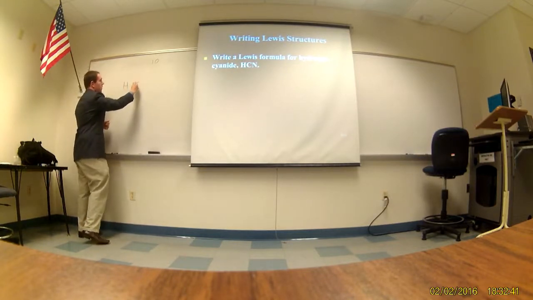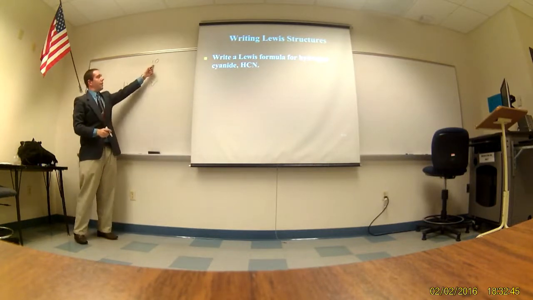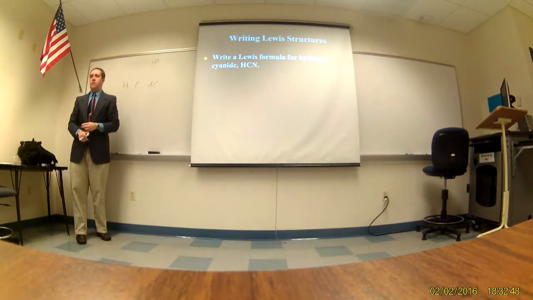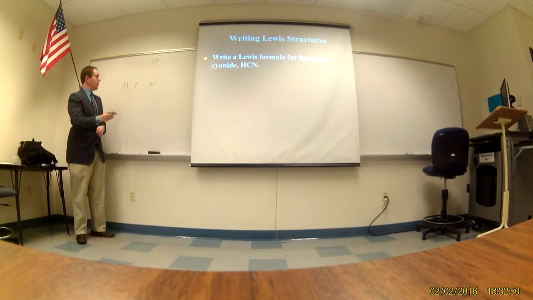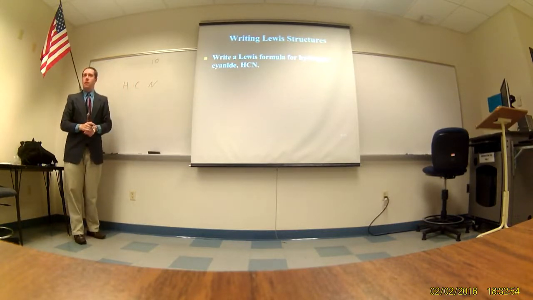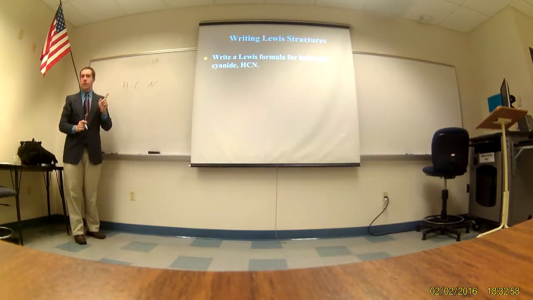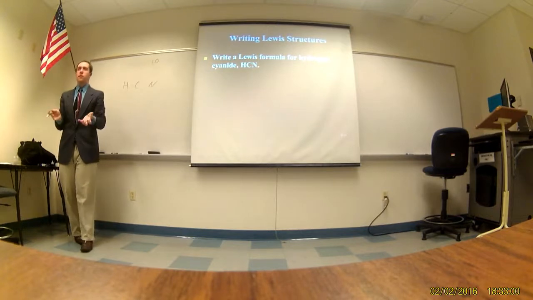So we have H, C, N. We have 10 electrons. What's the first step? Make a single bond. Something has to be holding them together. So I've now used 4, I have 6 left. Now where do the rest of the 6 go? Just in general.